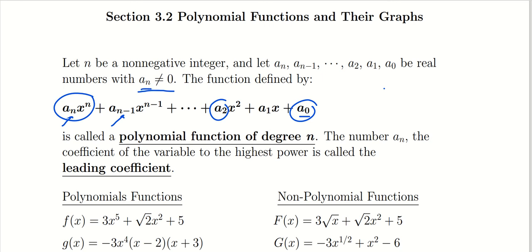The reason why we want a sub n to be non-zero is because we want to be able to explicitly state what the leading term is. If a sub n is not 0, then this is going to be the highest power of x in our expression, and that's called the leading term. The coefficient of that leading term, a sub n, is referred to as the leading coefficient. We would also say that this is a polynomial of degree n because n is the highest power of x that appears in our sum.